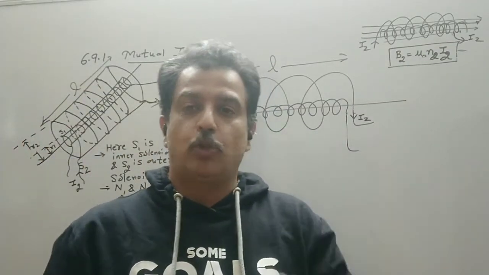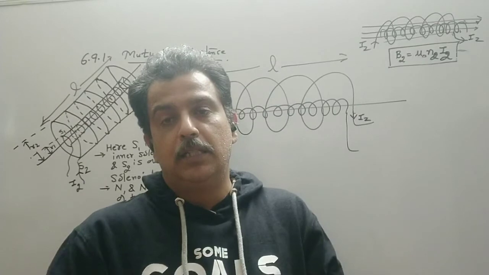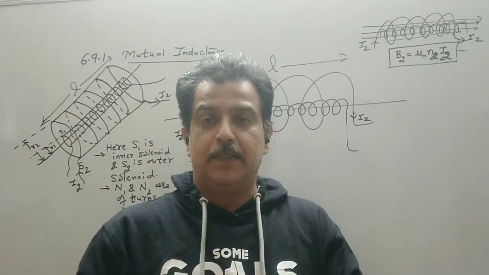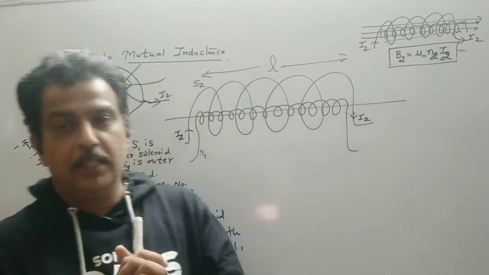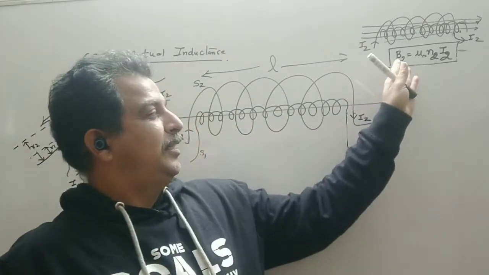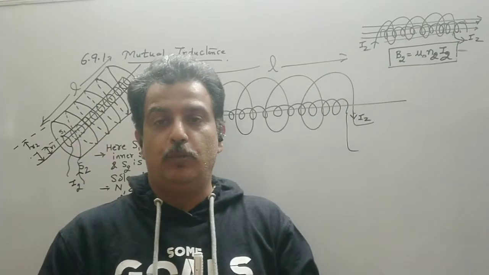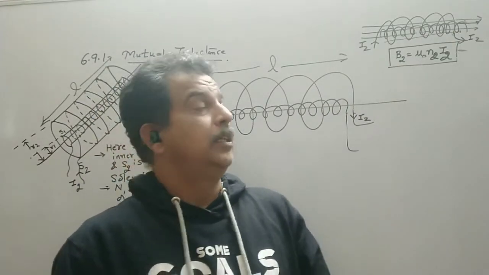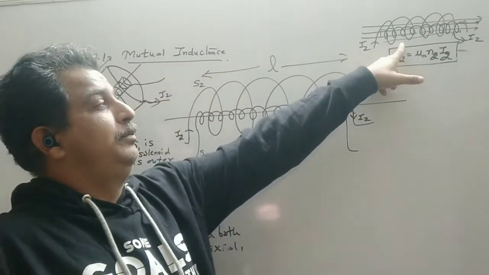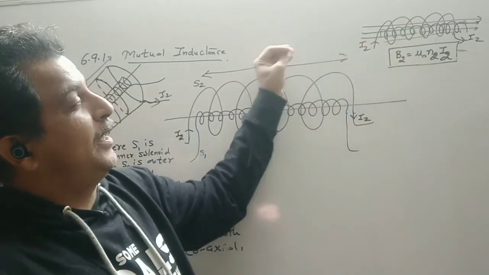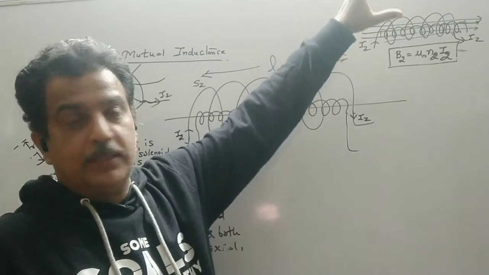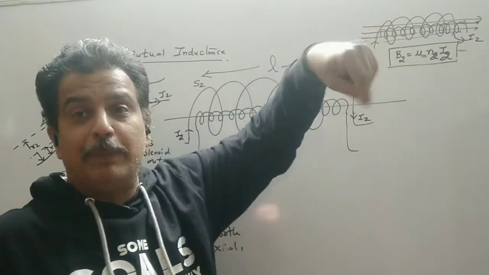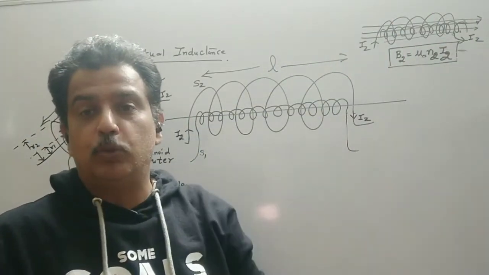Flux is BA cos theta. Here theta is 0, so the flux is B into A. B2 can be taken like this. This is your B2, but we will talk about the area. If you refer to the diagram, not all the magnetic field lines pass through the inner solenoid, because its area, which is pi r1 squared, is less than that of the outer solenoid.